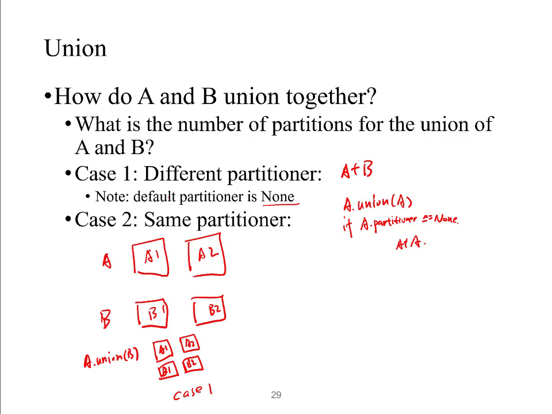Now in the second case, where A and B have the same partitioner, then the number of partitions would be the number of partitions of A, or B, I mean, they should be the same. So you would have something like A1, B1 and A2, B2. So you have A1, B1 in one partition and A2, B2 in another. Right. So this is how A and B union together. Hope this will give you some initial ideas about the operation here.